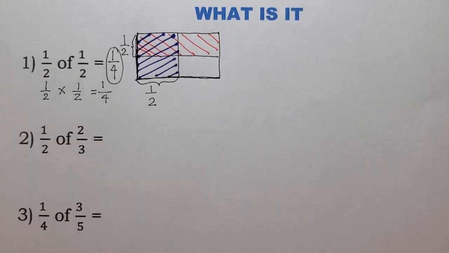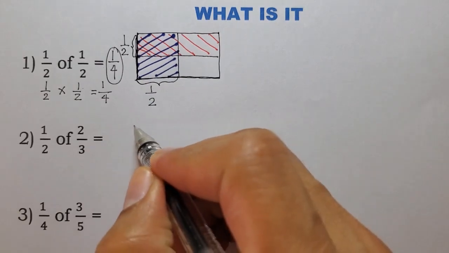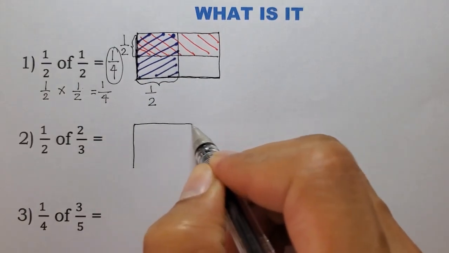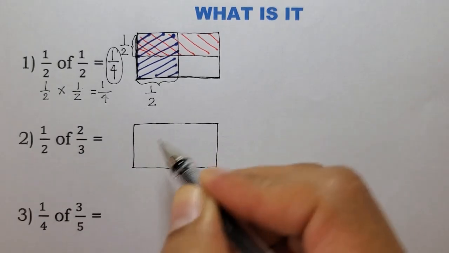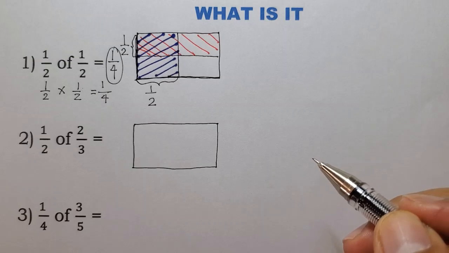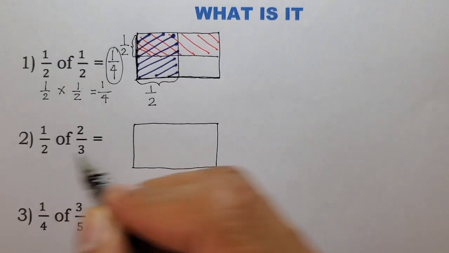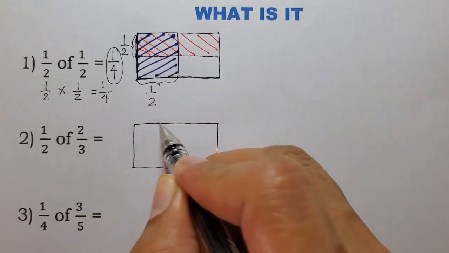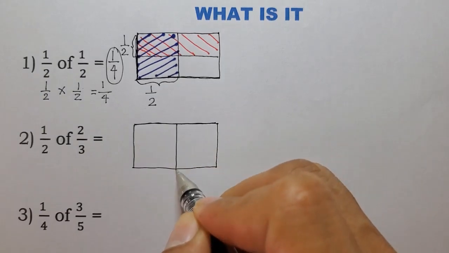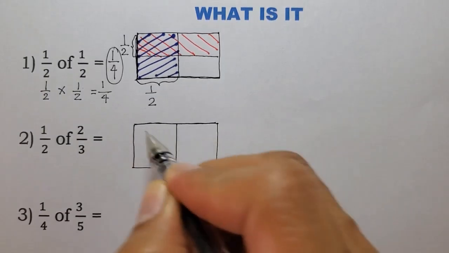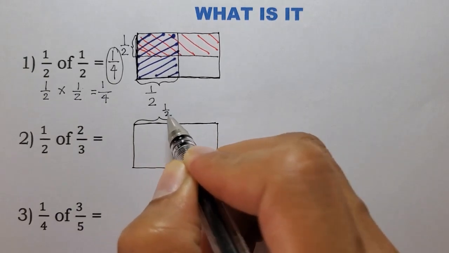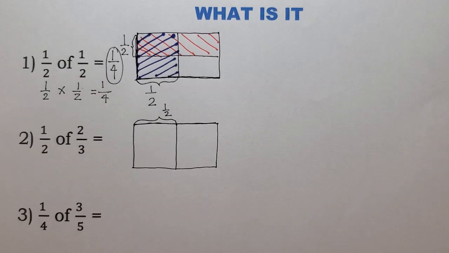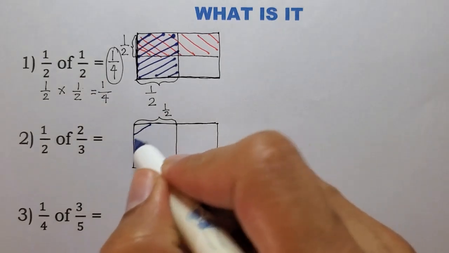The next thing that we have to do is to illustrate 1/2 of 2/3. So we will make another model. Of course, to illustrate 1/2, we have to divide this whole region into 2 equal parts. Of course, the length will be divided into 2 equal parts, this part and that part. So this portion here is 1 out of 2 equal portions, or this is equal to 1/2.